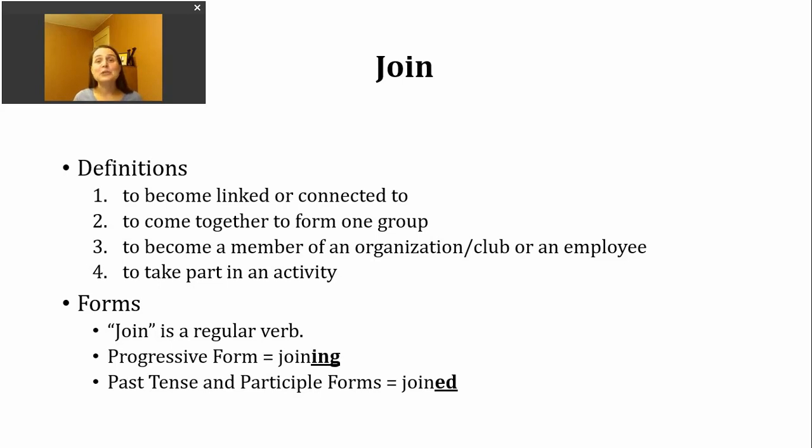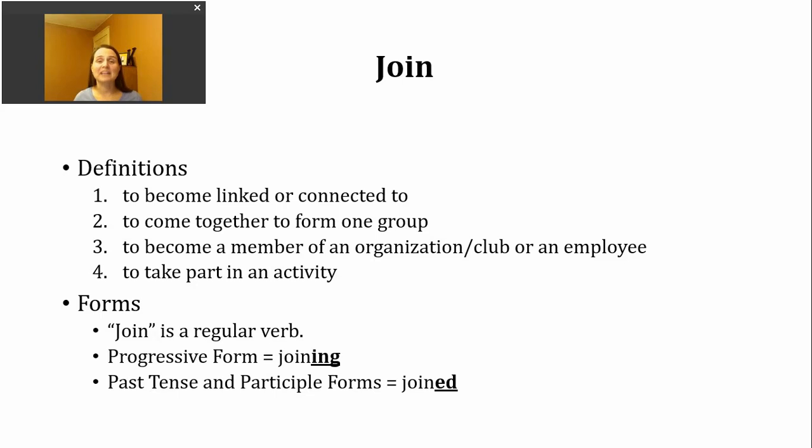A second way to use the verb join means to come together to form one group. So you might hear about people joining together to form a band. A third way to use the verb join is to become a member of an organization or club, or to become an employee at a company. A fourth way we can use the verb join is to mean to take part in an activity. We'll take a look at some connections to that with phrasal verbs in just a second.